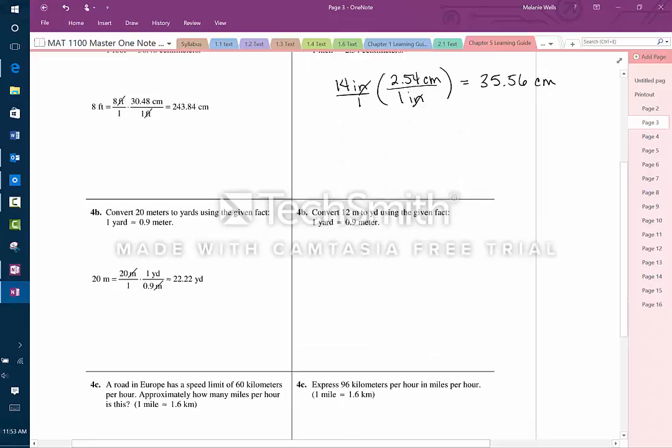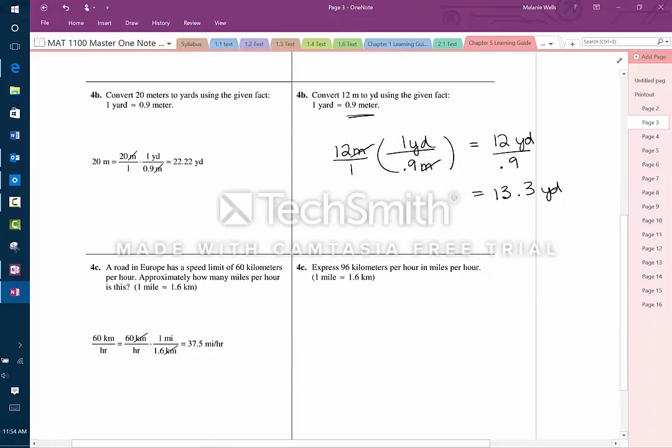4B, converting 12 meters to yards. Start with 12 meters over 1. Meters is what we're getting rid of, so we'll put the meters conversion factor in the denominator, 0.9 meters, 1 yard in the numerator. Meters will cancel out. Multiply across the top. You'll have 12 yards over 0.9, and we've gotten rid of the units. Now in your calculator, take 12, divide it by 0.9, and you should get 13.3 yards.